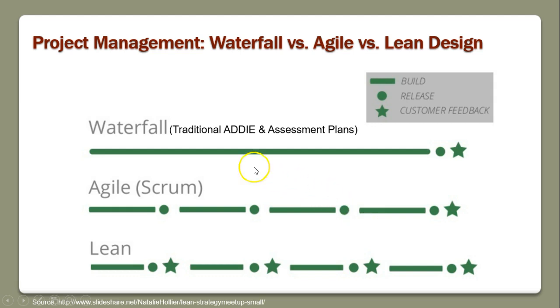So another way of showing this is traditional ADDIE and assessment plan. So this might be a 5-year cycle. So you build something, you release it, and then after 5 years, you get extensive feedback, and then you redesign. Agile, what that's going to do is you're going to build, release, build, release, build, release, but you don't get major customer feedback. And Lean, for Facebook, for example, or a lot of startups, Facebook, I think, does a release every 2 weeks. They're continuously collecting feedback, and that's a lot of the process that we use here.